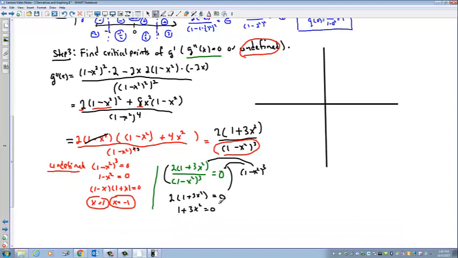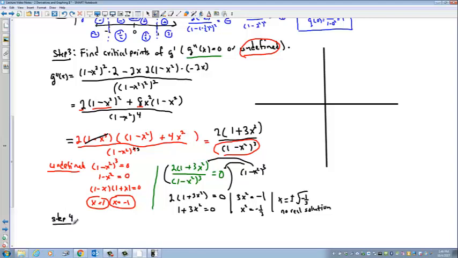So we could continue here, and you could get 3x squared equal to negative 1 by subtracting 1 from both sides, x squared equal to negative 1/3, and so we wind up with x being equal to plus or minus the square root of negative 1/3, but that's an imaginary number, so here we have no real solution. What that means is that there just are no more critical points. There's only 2 critical points, 1 and negative 1. So now we're ready for step 4.